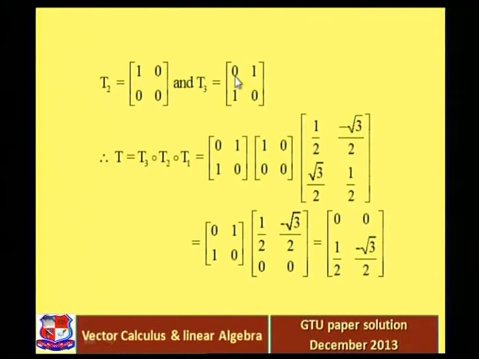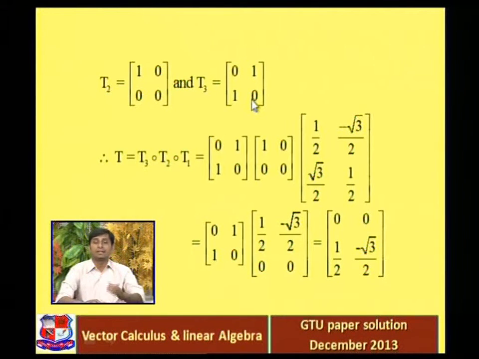The first row is for y, the coefficient of y in the first coordinate, so that is 0 1, right? And the second row is coming from x, the coefficient of x and y, that is 1 0. So the second row is 1 0. Now we have to find the composition T3 with T2 with T1.